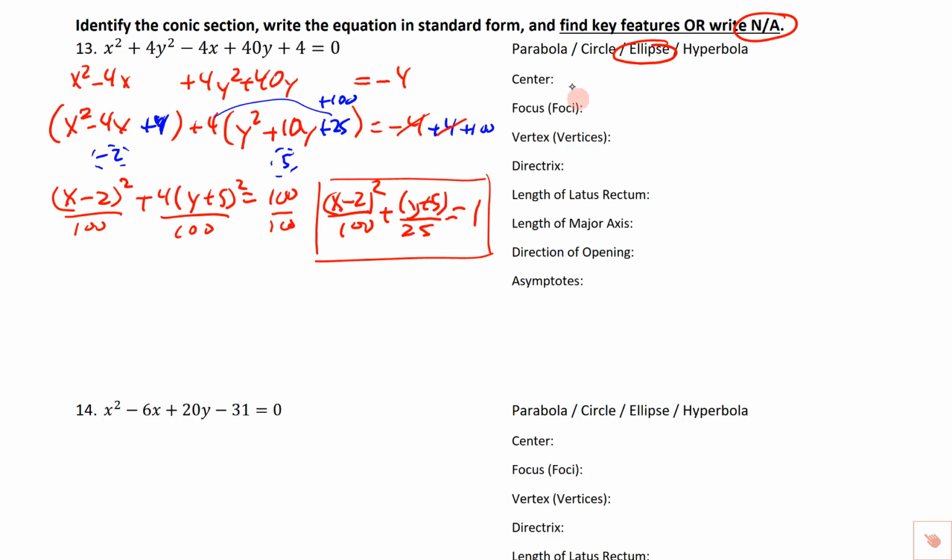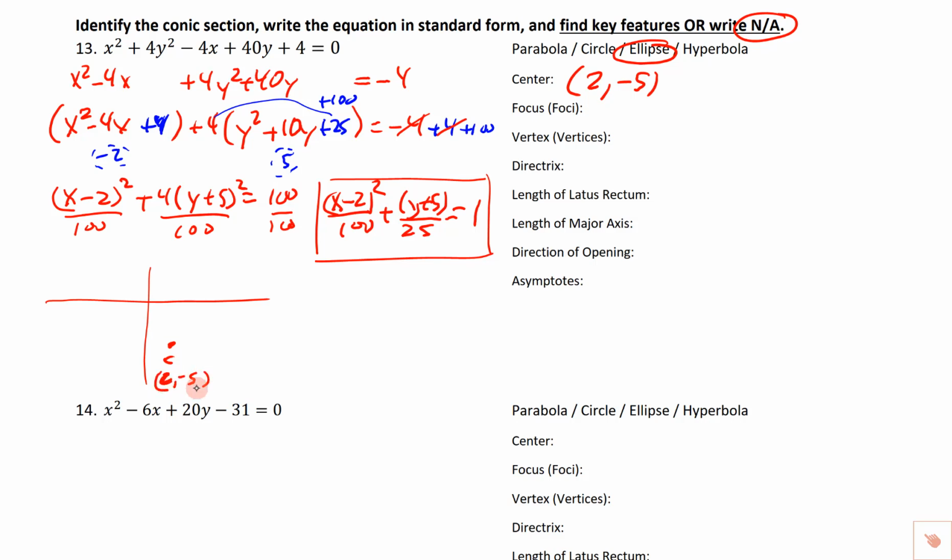So it does have a center. We'll go ahead and indicate what the center is. The center in this case is 2 comma negative 5. I'm just going to draw a little sketch right here to maybe help out. So we're going to be at 2 comma negative 5, about right there. So the center is at 2 comma negative 5.